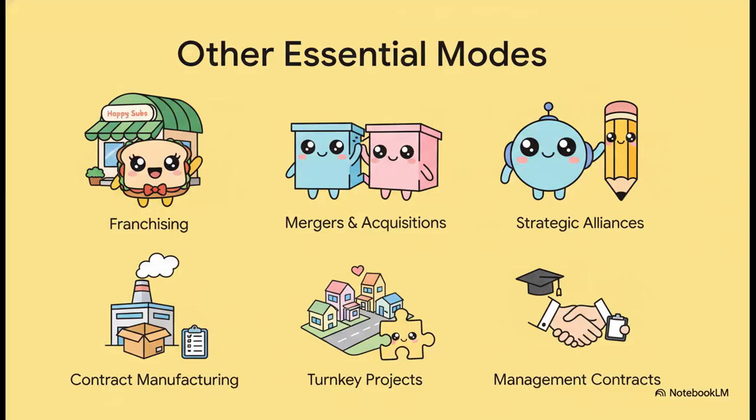Now, beyond those main four, there are a few other modes you definitely need to know. You've got franchising, think Subway or KFC, where you license your whole business blueprint. Mergers and acquisitions, or M&A, is where you buy a local company for a fast-track entry. Strategic alliances are just partnerships to work together on something specific. There's also contract manufacturing, turnkey projects, and management contracts. Just be familiar with what each one means.